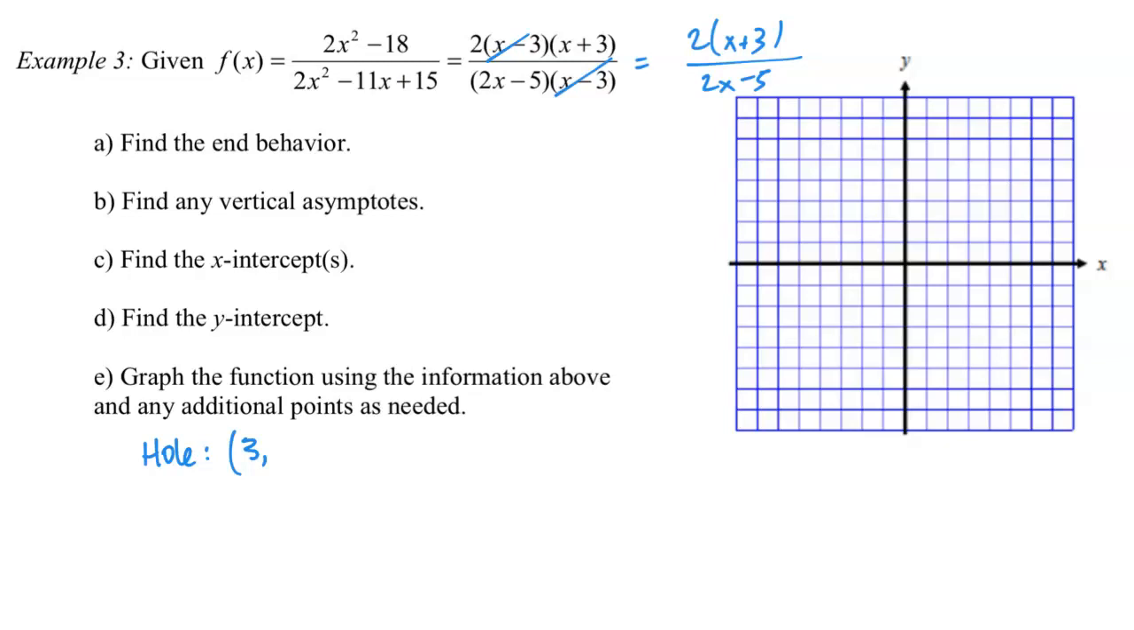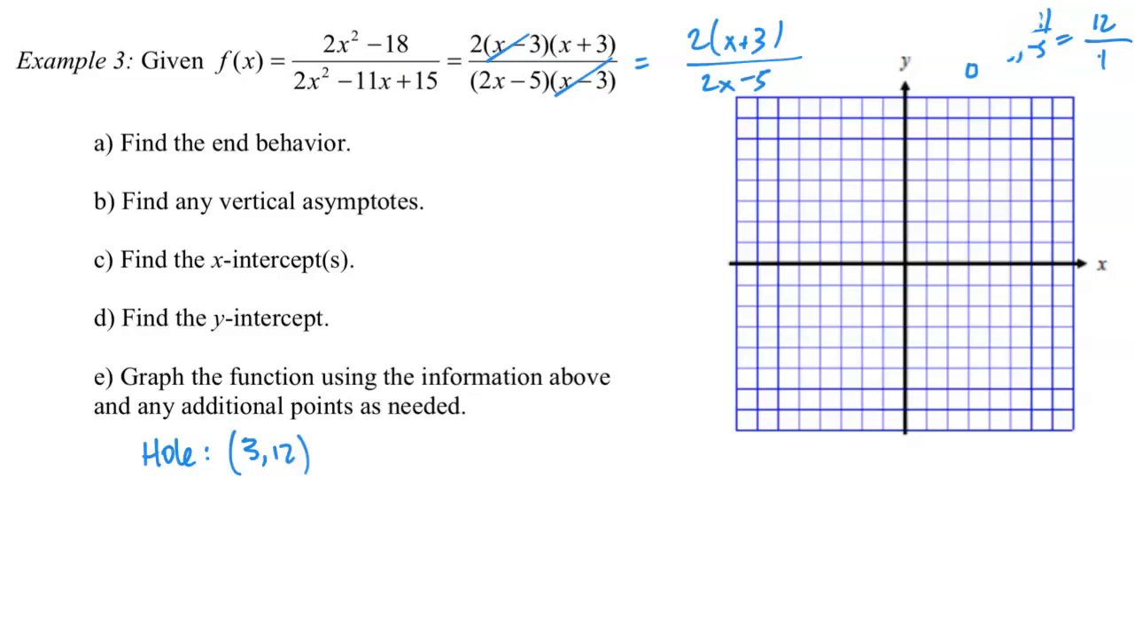So if I do some scratch work over here on the side, 2 times 3 plus 3 divided by 2 times 3 minus 5. In the numerator, that's going to be 2 times 6, which is 12, and in the denominator, 6 minus 5 is 1. And so my hole is going to be at (3, 12). So for letter E, when it says graph the function and any additional points as needed, I'm going to put that point on the graph right here at (3, 12). I know that the graph is going to have to go through that particular point.